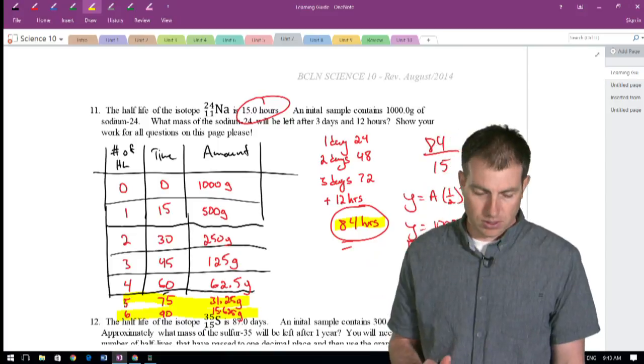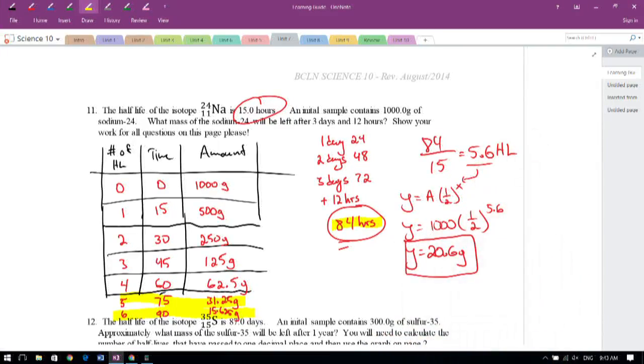Now I have the answer written down already, so I'm going to just estimate this at about 20 grams. And that's about as close as I'm going to get using the table to estimate somewhere between these two. It's going to be 84 hours and about 20 grams.